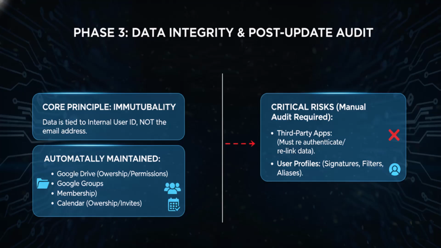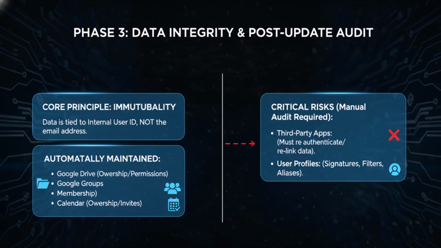Because of this immutable ID, key services are automatically maintained: Google Drive ownership and permissions, Google Groups membership, and all existing calendar events and invites transition seamlessly. No need for manual intervention here.